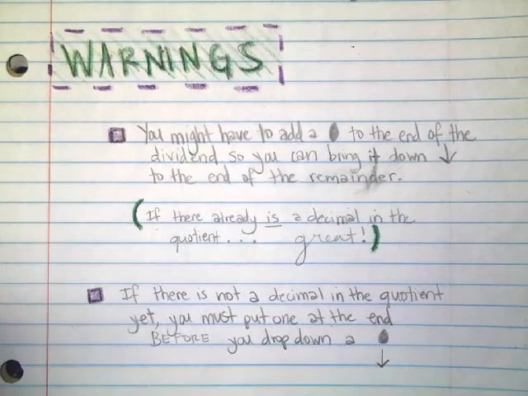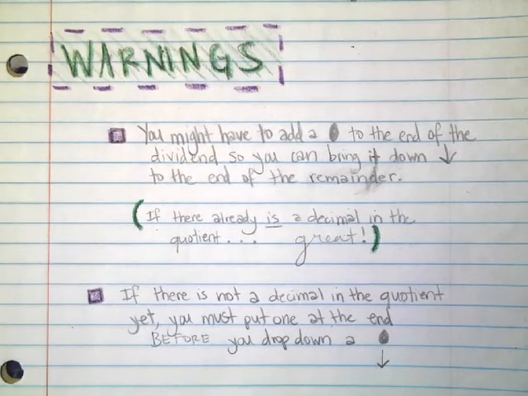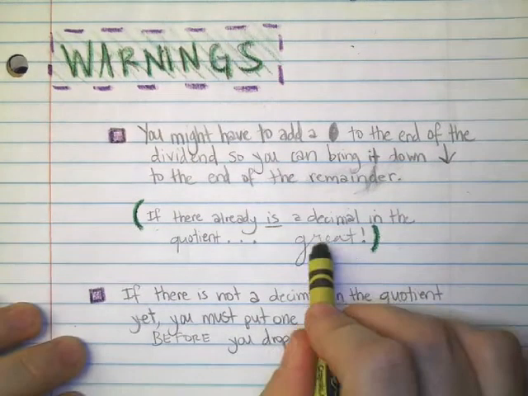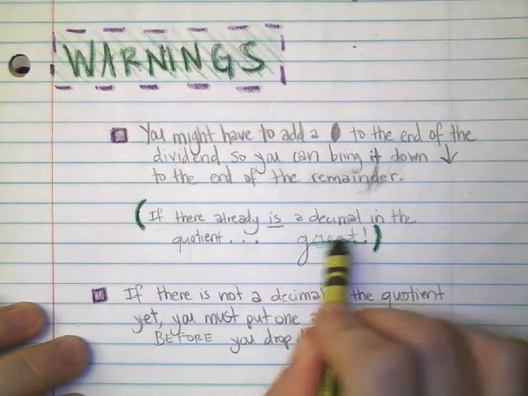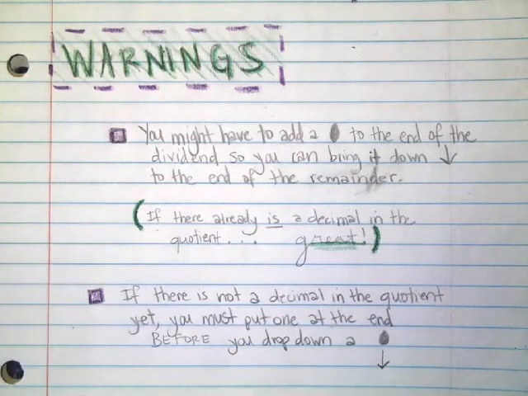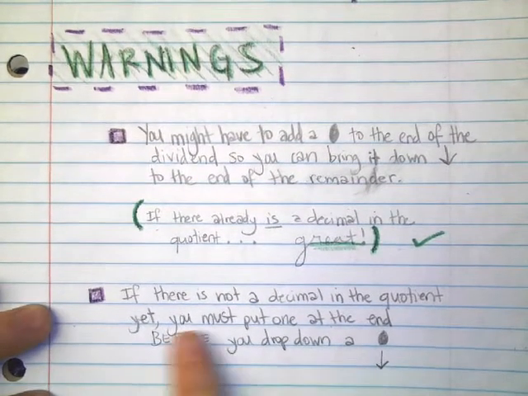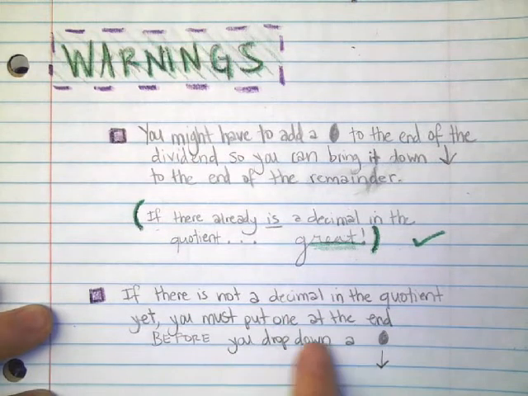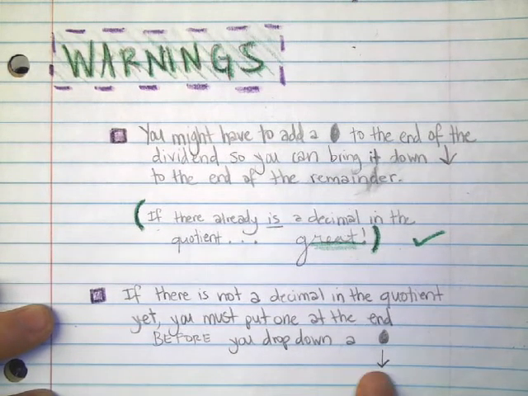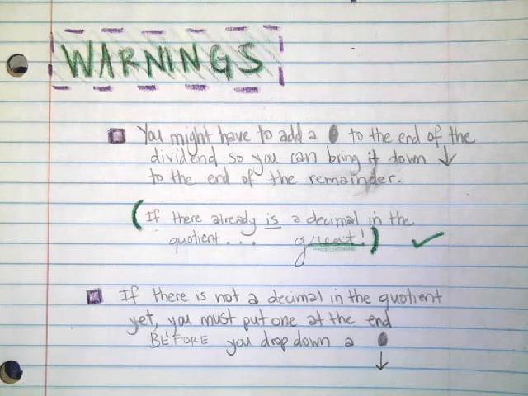So those are some warnings. You're really going to have to pay attention to where the decimal is at, and if you already have one or if you need one. Remember, if you've already put one up in the quotient, you don't need to add another one, which is great. You just check it off and move on, right? If there's not a decimal in the quotient yet, you must put one at the end before you drop down a ghost 0, before you drop down that 0.